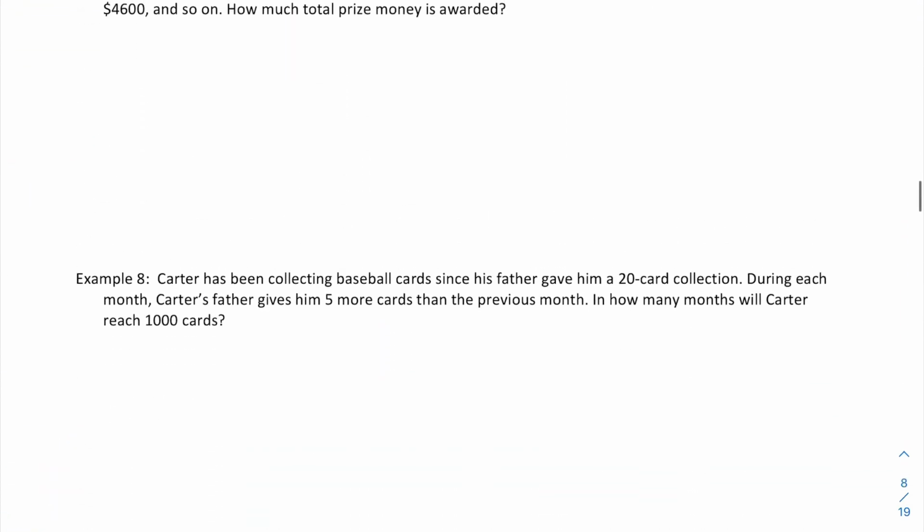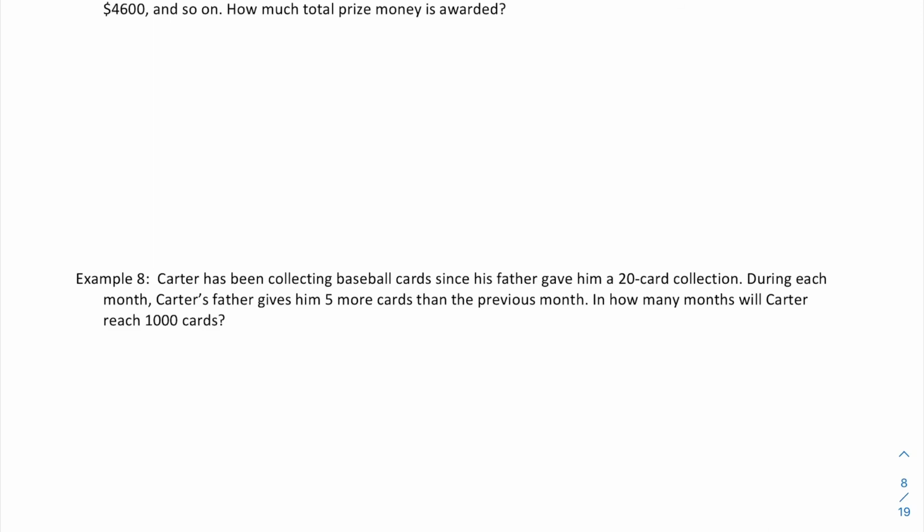Okay. We're going to end with just a couple of real life examples. So no new material, just taking the information that we get from these and putting them into an arithmetic series situation, and then giving and answering the question.